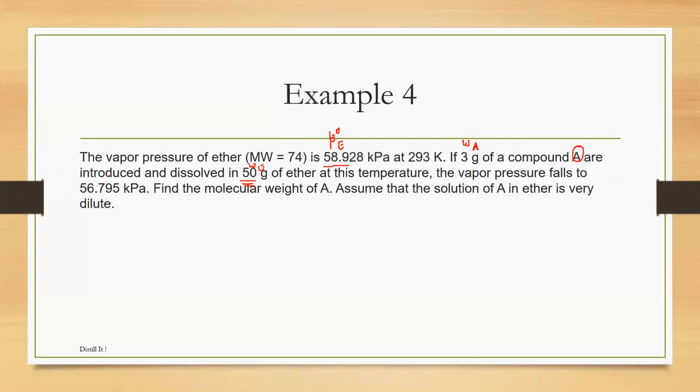All right. The vapor pressure falls to 56.795 kilopascal. This vapor pressure is not P naught E, it is the pressure of the vapor phase. So since now you have a vapor mixture, therefore the vapor pressure is going to be equal to the total pressure. Okay, so this is basically your total pressure, that is 56.795 kilopascal. Okay, find the molecular weight of A. This is what you need to find. And one thing that they have given is that assume the solution of A in ether is highly dilute.